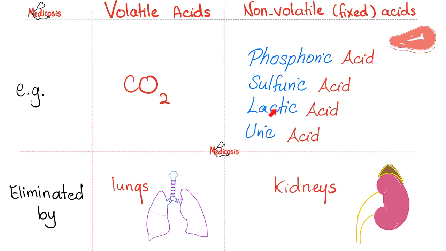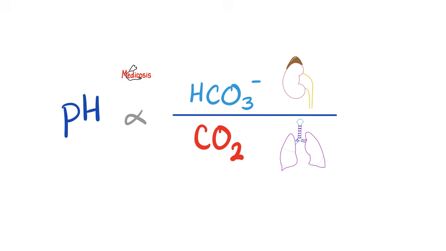However, the heavy stuff cannot be handled with the lungs because the lungs can't handle the truth. Who can then? Kidneys can. The kidneys will get rid of the fixed acids like lactic acid. This is one of the most important equations ever. Please pause the video right now and write this equation a gazillion times. pH is proportional to bicarbonate on the numerator, this is the kidney's job, divided by carbon dioxide in the denominator, and this is the lungs' job.